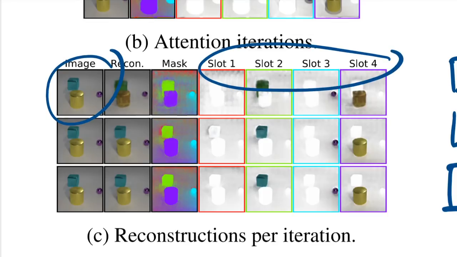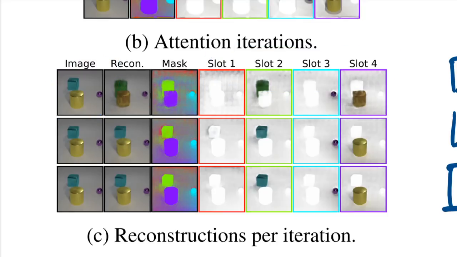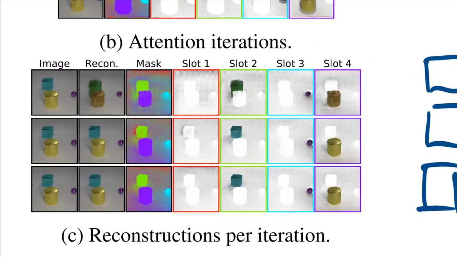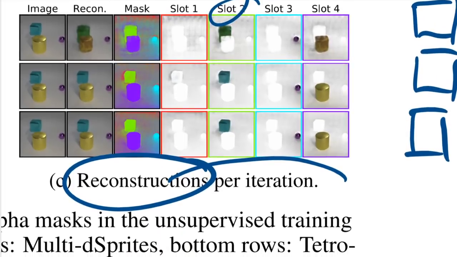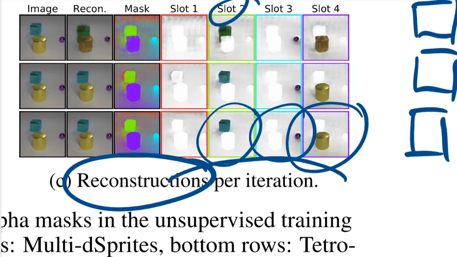Why is that? Because you need to reconstruct the entire image. So you need at least 1 slot for the background, and that's always what you can see right here. If you have the reconstruction, you'll see that slot 2, with iterations, reconstructs this cube. Slot 3 reconstructs the little ball. Slot 4 reconstructs the yellow cylinder. And slot 1 reconstructs the background.